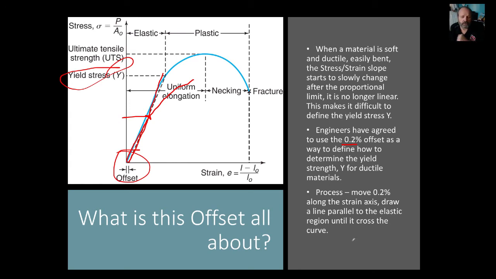So the way you do it is you go 0.2% delta strain, and then you go parallel along the stress strain linear part. You go with the bulk modulus, you go up. And where it crosses, that's the yield stress. So that's when the material is defined to yield.